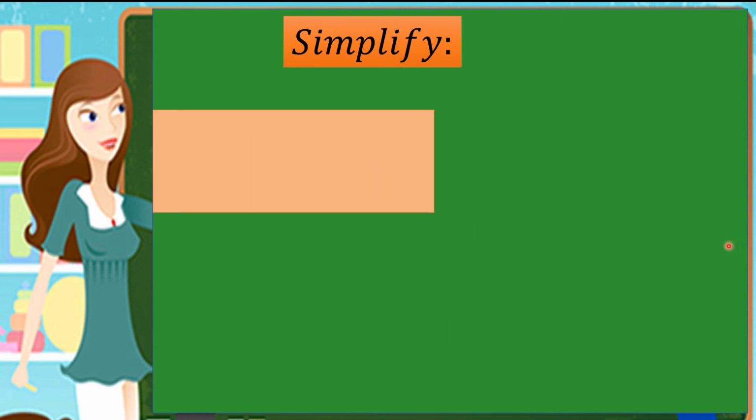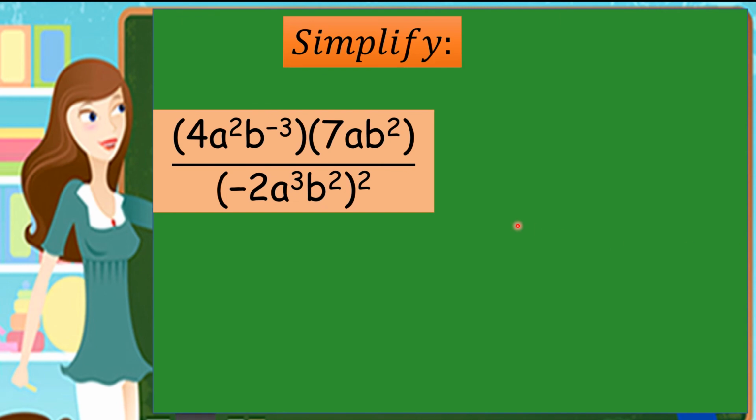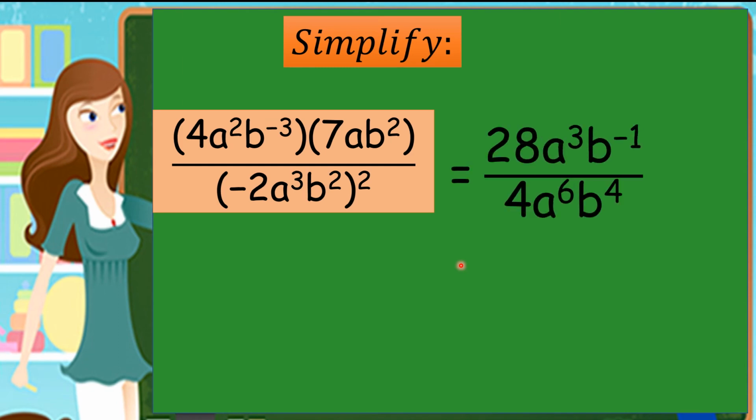So, another example, let's simplify this. Ang ating given ay (4a squared b raised to the negative 3 times 7ab squared) all over (negative 2a cubed b squared) quantity squared. So, masyadong madaming dapat munang gawin bago na tayo mag-multiply or magsama-sama ng ating variables na a, b. So, ang una natin gagawin ay i-multiply natin ang nasa numerator at i-simplify natin ang nasa denominator.